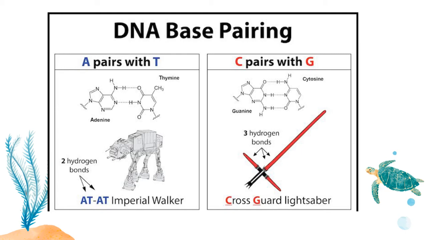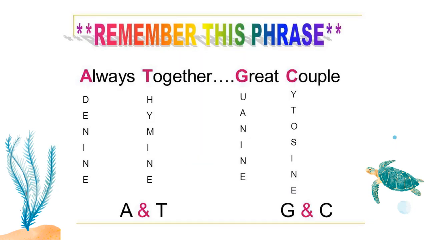This is our coolest, maybe, way. Some people remember that A pairs with T because the AT-ATs are the Imperial Walkers in Star Wars. And so they remember AT, that is A pairs with T. They also remember that C pairs with G because they think crossguard lightsaber. Now, I don't watch a ton of Star Wars, so I'm not quite sure what that means, but it is one way that you could remember that A pairs with T and C pairs with G. You could also remember that they're always together because they're such a great couple. That A and T go together because they're a great couple, GC.